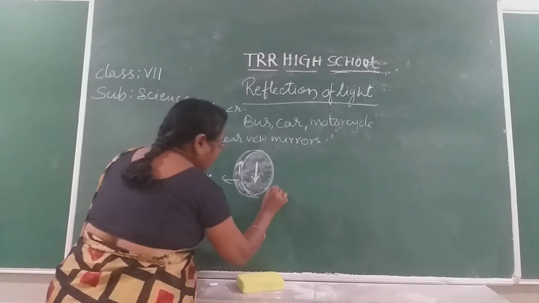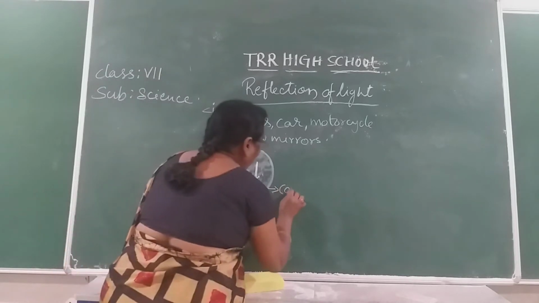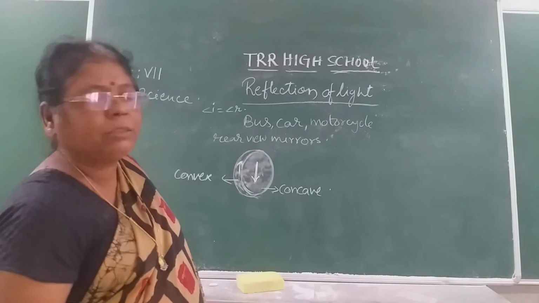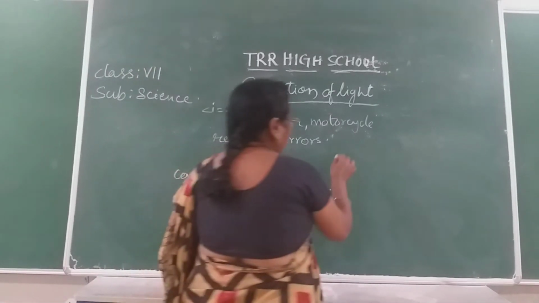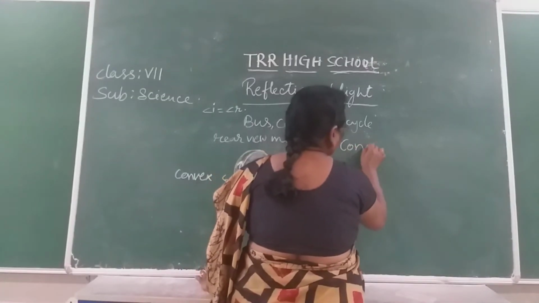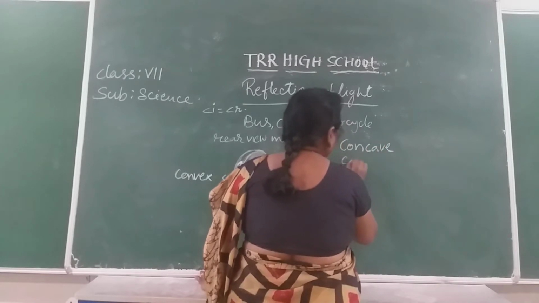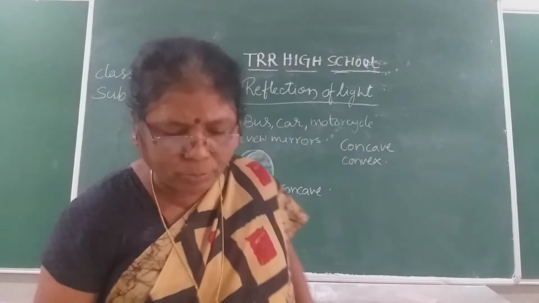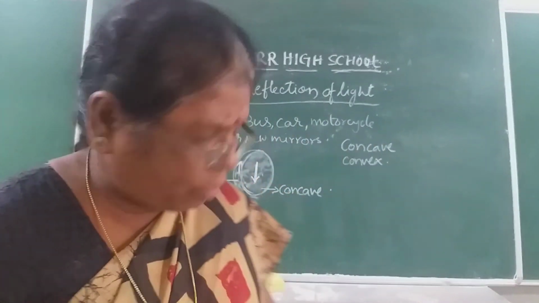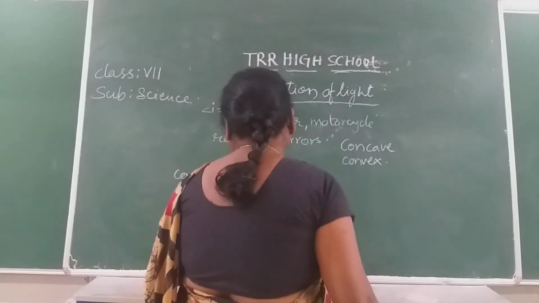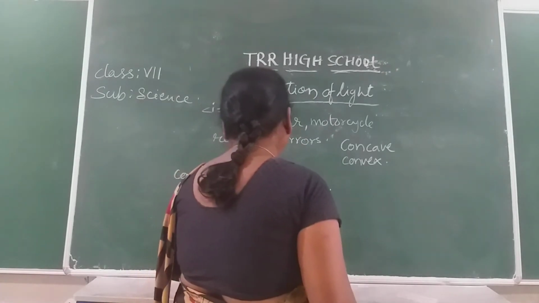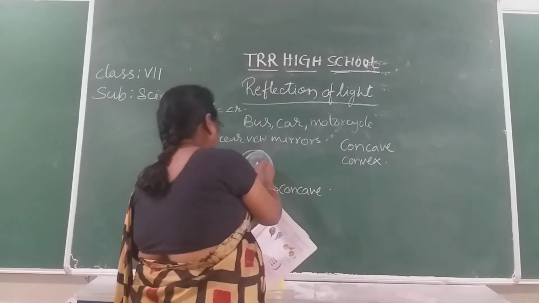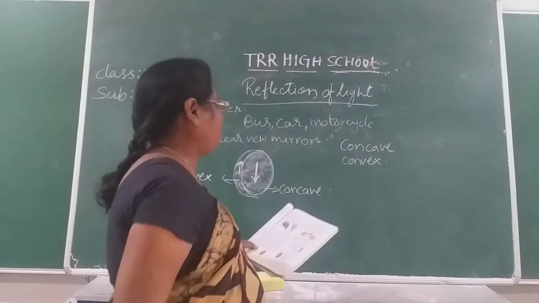The inner part of the spoon acts as a concave mirror. So there are two types of mirrors, concave mirror and convex mirror. Now here you will see how they look. Have you seen these reflecting surfaces? Here you see the reflecting surface of the spoon, and this convex mirror also you see.